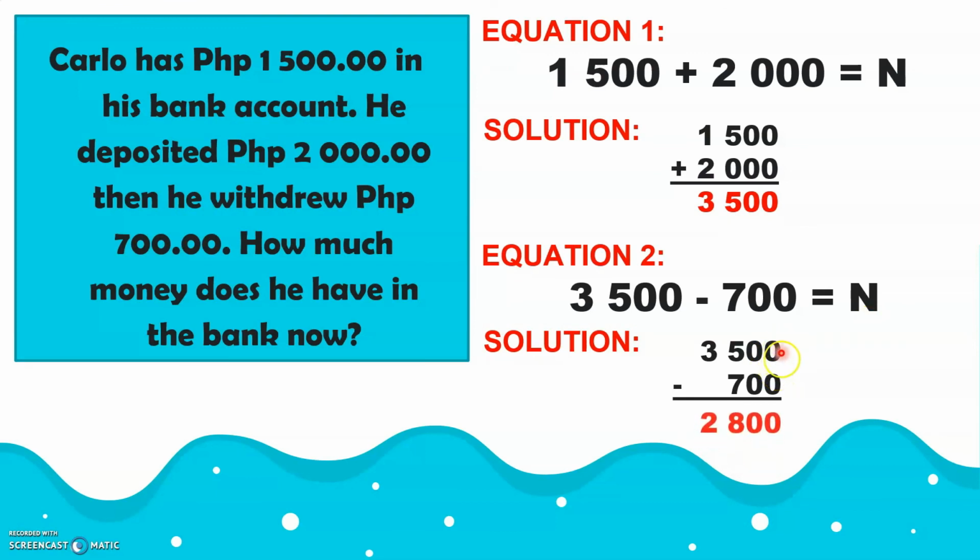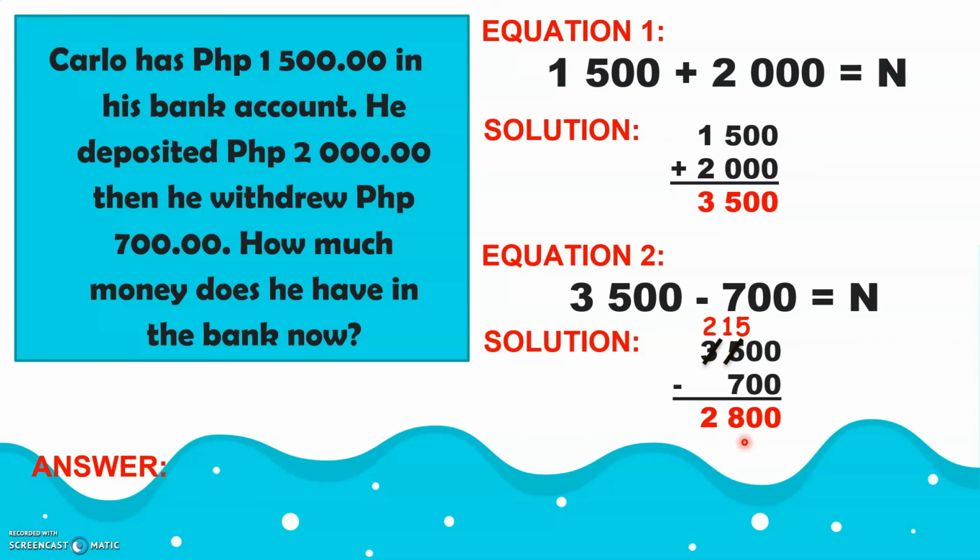So, 0 minus 0 is equal to 0. 0 minus or take away 0 is equal to 0. 5 minus or take away 7 cannot be. So, we will do the regrouping. We will regroup or borrow 1 from 3. So, 3 will become 2 and 5 will become 15. So, 15 minus or take away 7 is equal to 8.